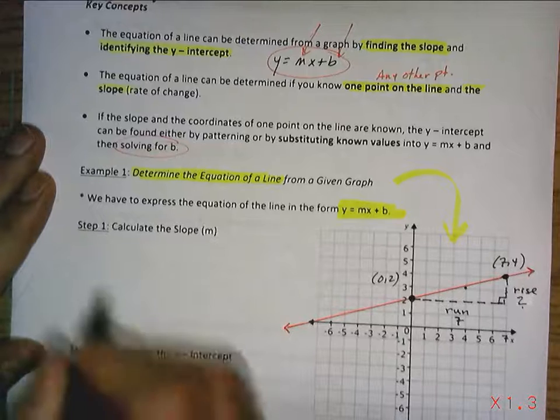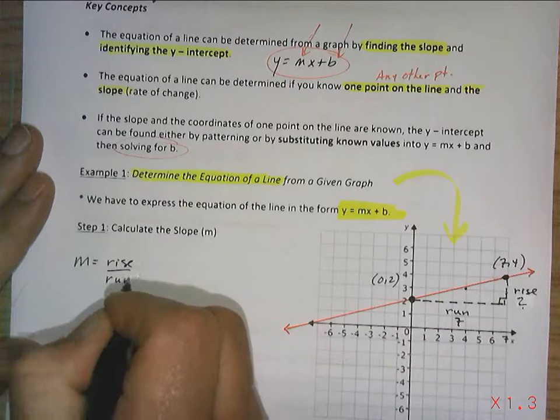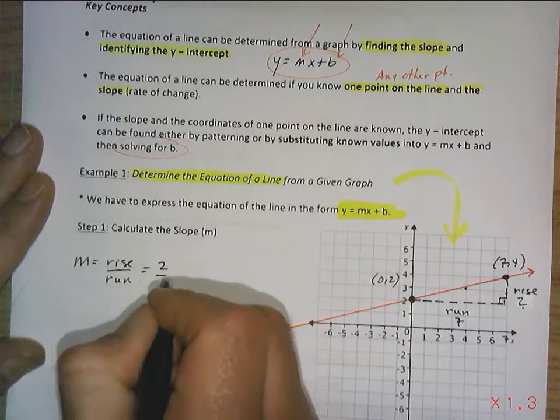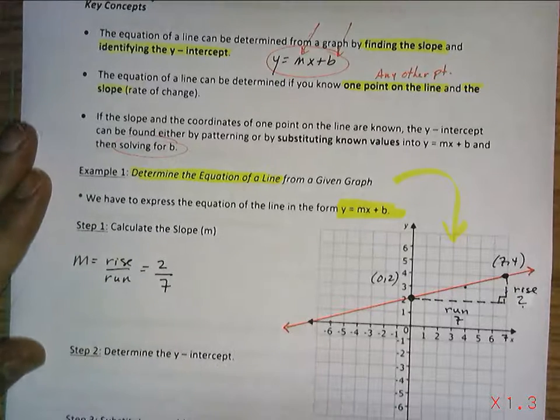So to calculate the slope, the slope is rise over run. In this case, it's going to be 2 over 7. That doesn't reduce, so we leave it like that.